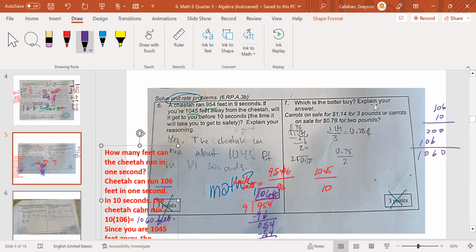Which is the better buy? Explain your answer. Carrots for sale for $1.14 for 3 pounds, or carrots on sale for 78 cents for 2 pounds? This is an easy question. I don't understand how you missed this one because we actually went over this one. You had several homework assignments that had questions like this. And right now, what it's telling me is that you're watching the video and you don't understand what you're doing. Do you understand?